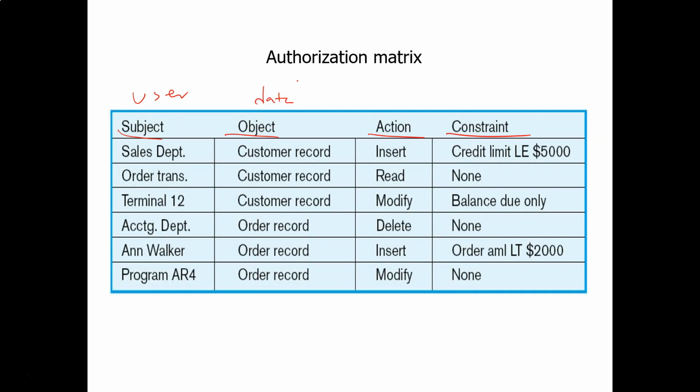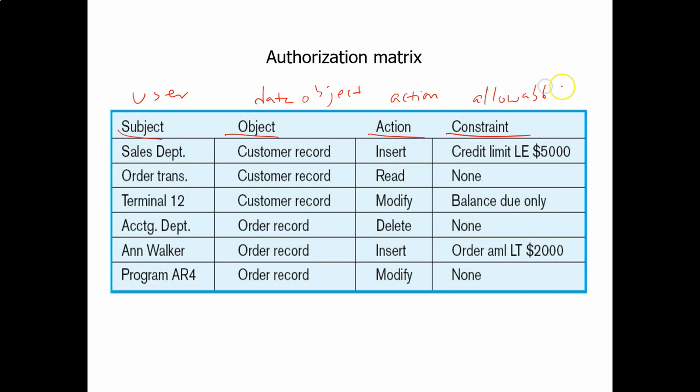Object refers to a data element or data object in the database. That can be a table, can be a record, can be a field. And action refers to actions you can perform on the data, like insertion, deletion, update, and so on. And constraint would be, what are some of the allowable actions and some of the not allowable actions.